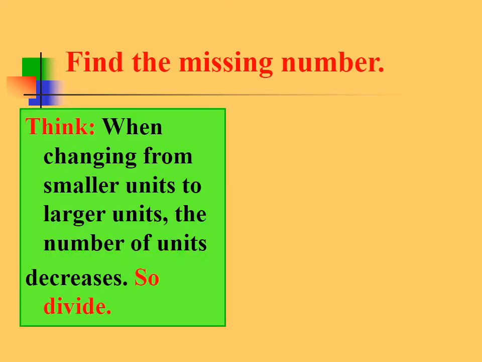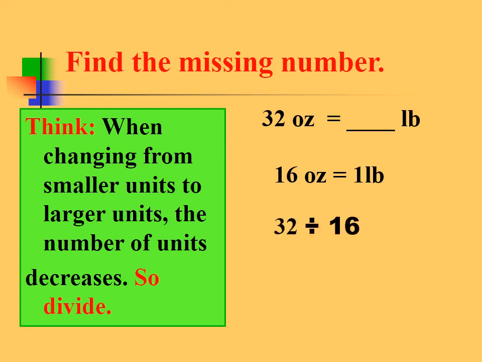Now, when we are changing from a smaller unit to a larger unit, the number decreases, so we divide. 32 ounces equals blank pounds. So we're going from smaller to larger. The question is, how many ounces is equal to a pound? 16 ounces is equal to a pound. Therefore, we have to divide 16 into 32, and 16 into 32 goes 2 times, so the answer is 2 pounds.